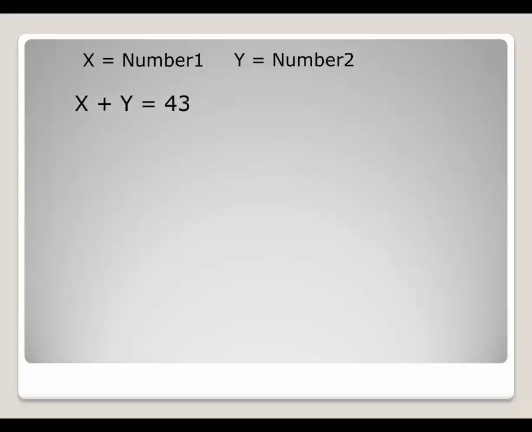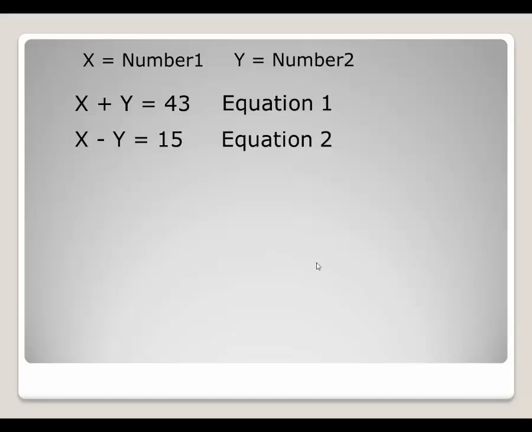So to represent the unknowns, we'll use two variables, x to represent the first number and y to represent the second number. For the first equation, we'll use x plus y equal 43. Sum of two numbers equal 43. That's going to be the first equation. The second equation is going to be x minus y equal 15. According to the problem, the difference of two numbers is 15.